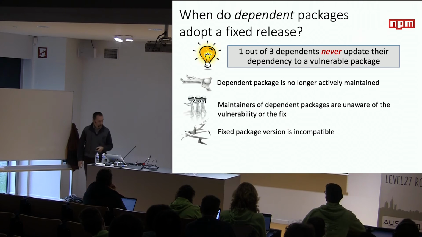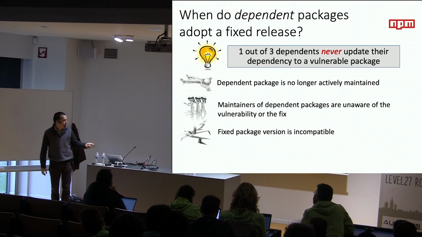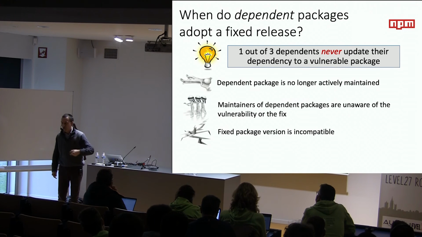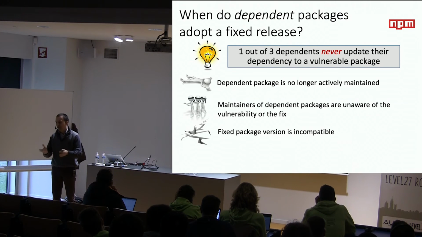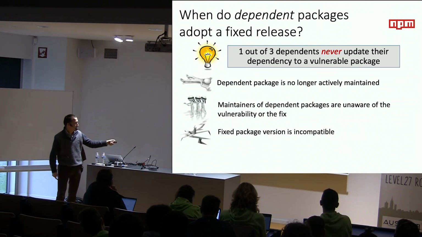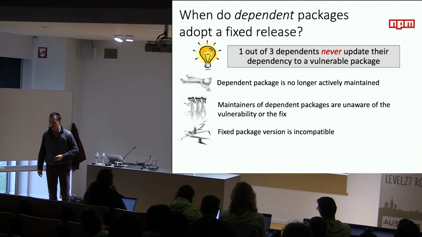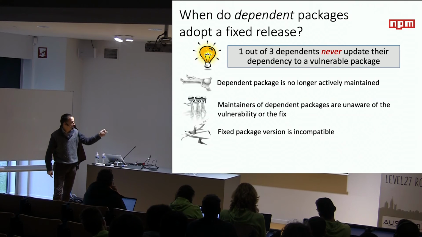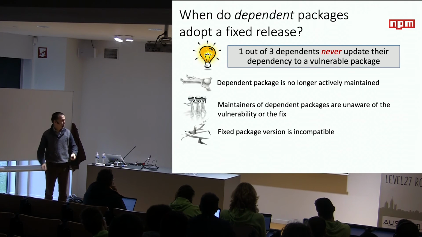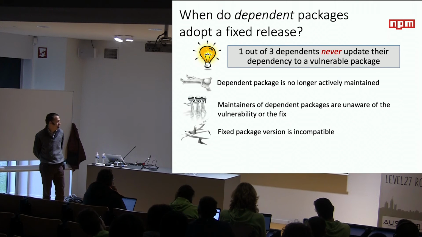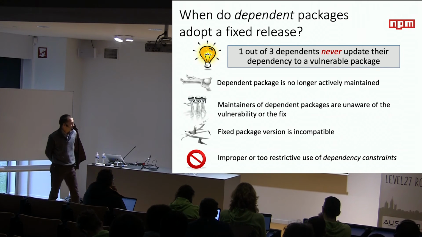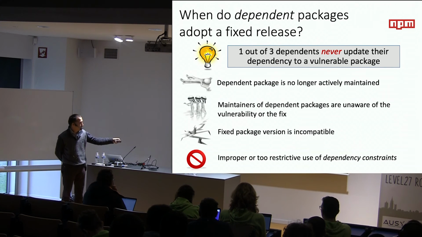Third reason, maybe they are aware of the fix, they are aware of the vulnerability, but they cannot upgrade to the new version of the no longer vulnerable dependency because it's incompatible with their current version. So it takes too much effort to upgrade to the new version, and it takes a long time to deal with the problem.